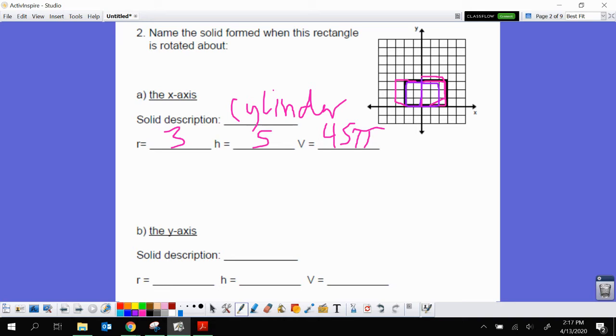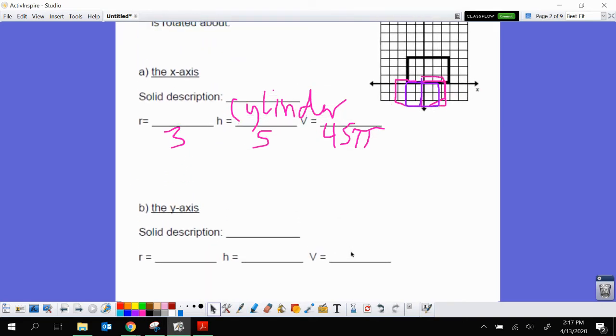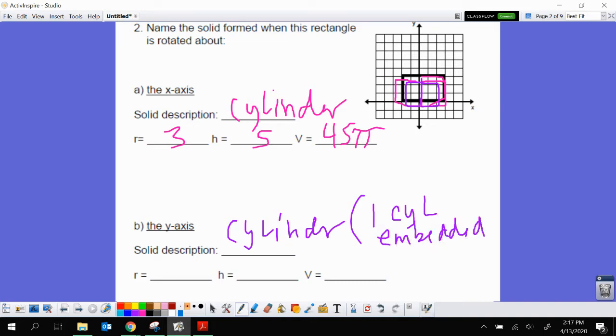And so when we're talking about volume, we really just need to get the biggest cylinder because the other one's inside. So we're not going to count it twice. So this is still a cylinder, and then what we'll say is that there's one cylinder embedded. Okay, so it's inside. We just don't need to double count it because it's just part of the bigger one.